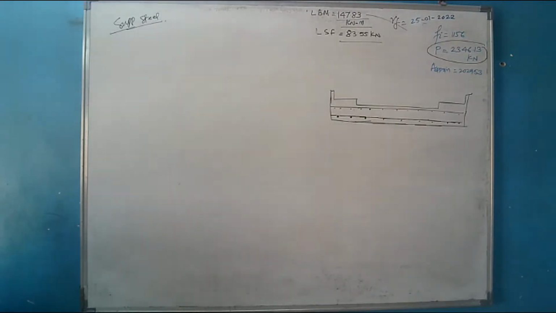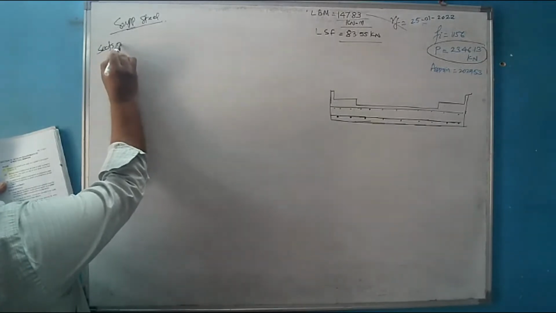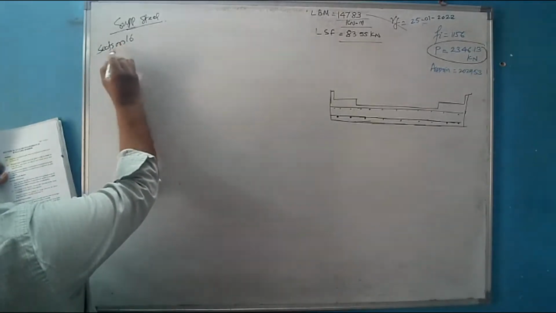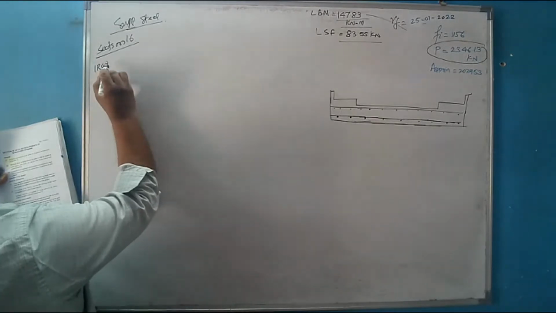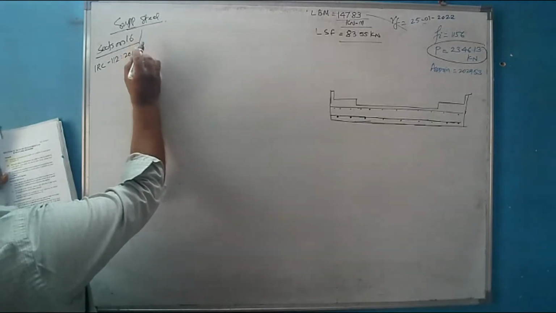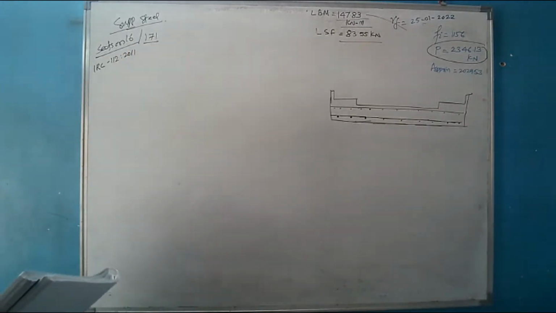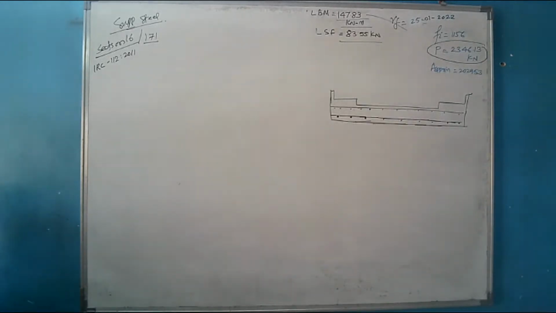Okay, please refer page number 171. It is section 16 of IRC 112/2011. Section 16 and it is page number 171. What is this about? Detailing requirements of structural members. Detailing requirement.